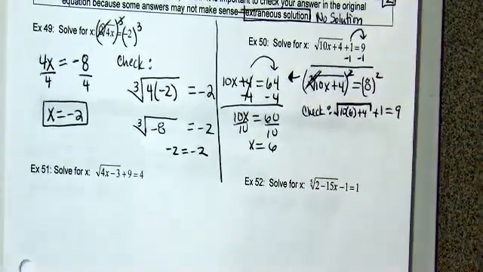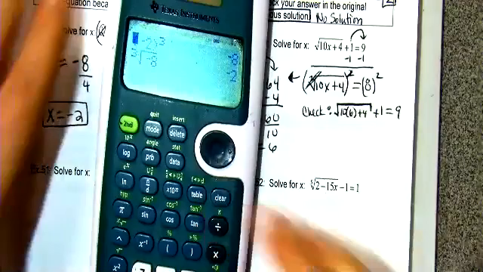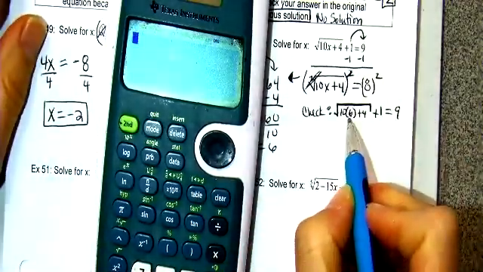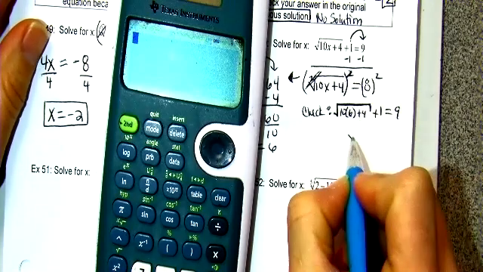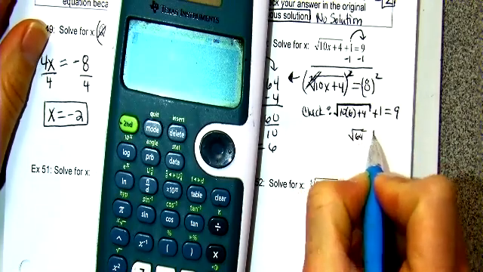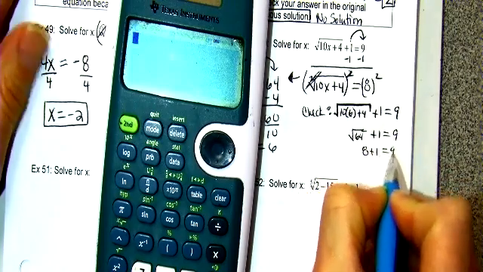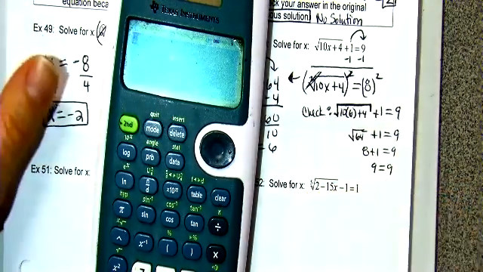Because it is important, if you plug it into your calculator like that and you're not doing the math underneath, that's what I would do. I know 10 times 6 is 60, plus 4 is 64. Plus 1, and the square root of 64 is 8, plus 1, which equals 9. So that would be a true solution.